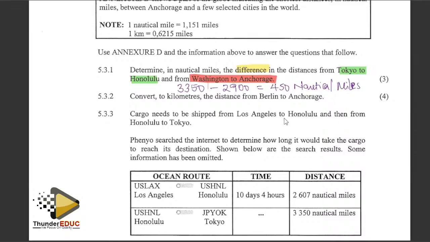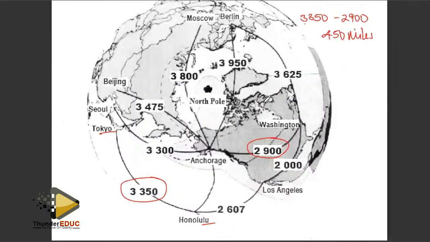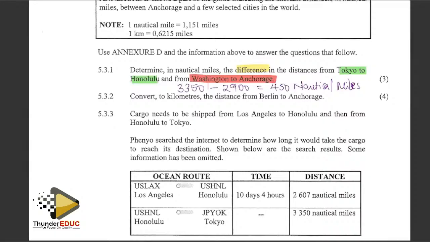Then convert to kilometers. This is between Berlin and Nanook. All right, there we go. We find Berlin is up here, then this is the place. So the distance we're looking at is this. We need to convert this to kilometers. That's what they're telling us to do. We come here and we see it as 3,950. In kilometers, they have told us we need to change this to miles.